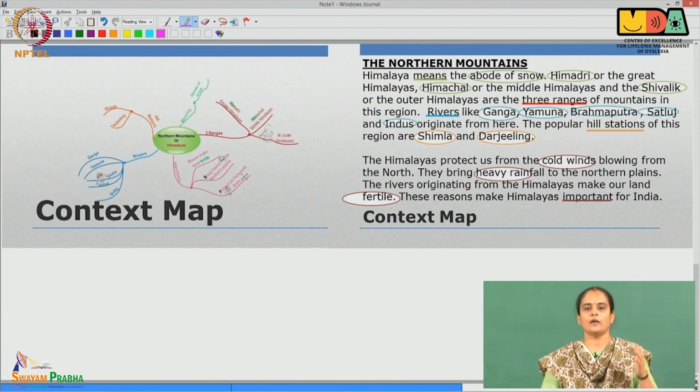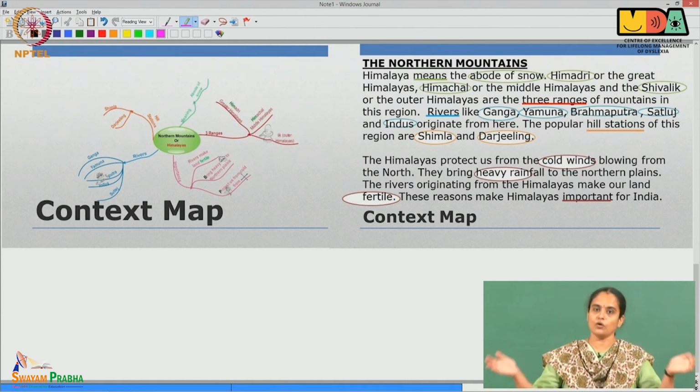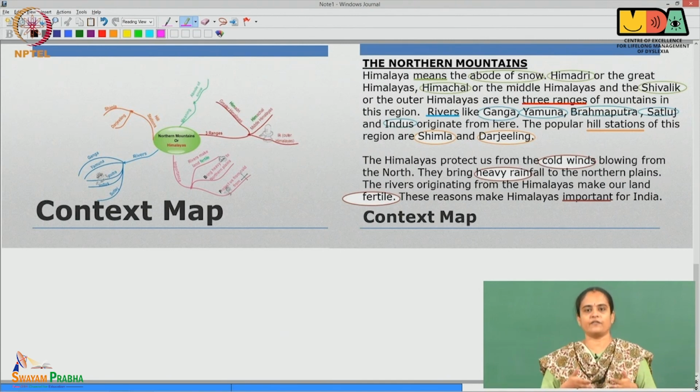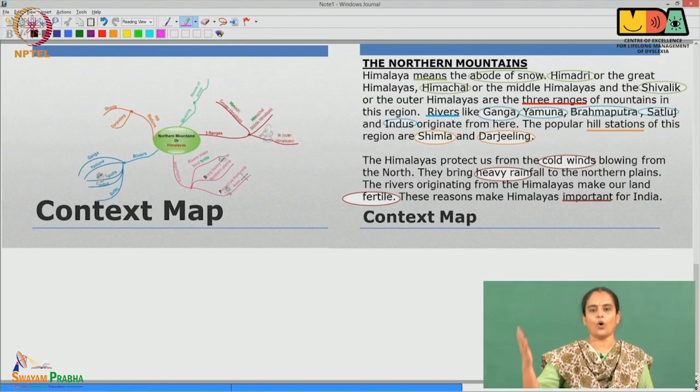Please note that a context map is very useful for children with thought management issues, because it is easier for them to go into arms, because as you remember, for them it would be very difficult to go from general to specific. Going to specific here is very easy. They need not skim the whole paragraph.